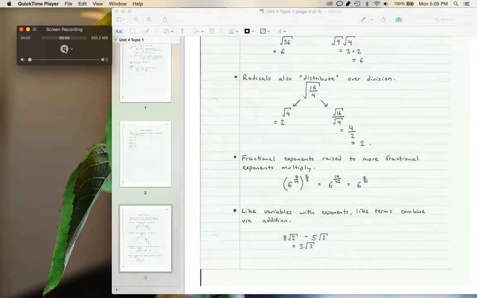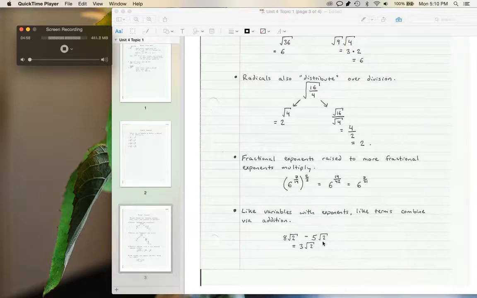The final property that we're going to look at is just like variables that have exponents. Like terms with radicals combine through addition or subtraction. That's hard to write out in a way that makes any sense, so I think you just have to see it. Here's an expression, 8 square root of 2, so this is one number, minus 5 square root of 2. And in a very real sense, they are like terms because they both share this factor of the square root of 2.